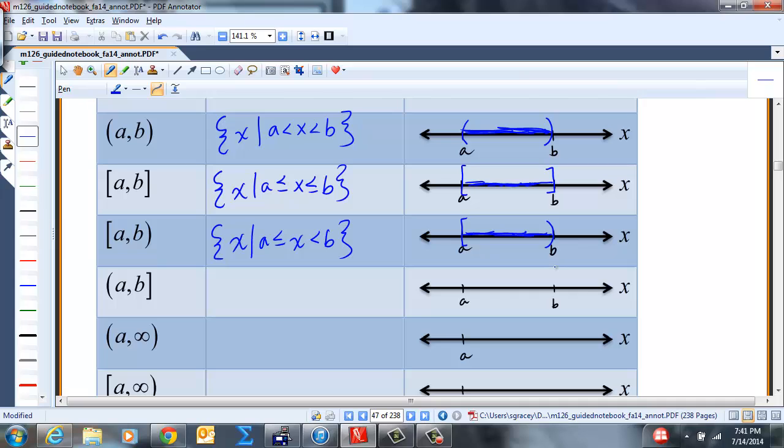Now, if B is the endpoint that's included and A is not, the graph would look like this. So we would have x such that A is less than x and x is less than or equal to B.